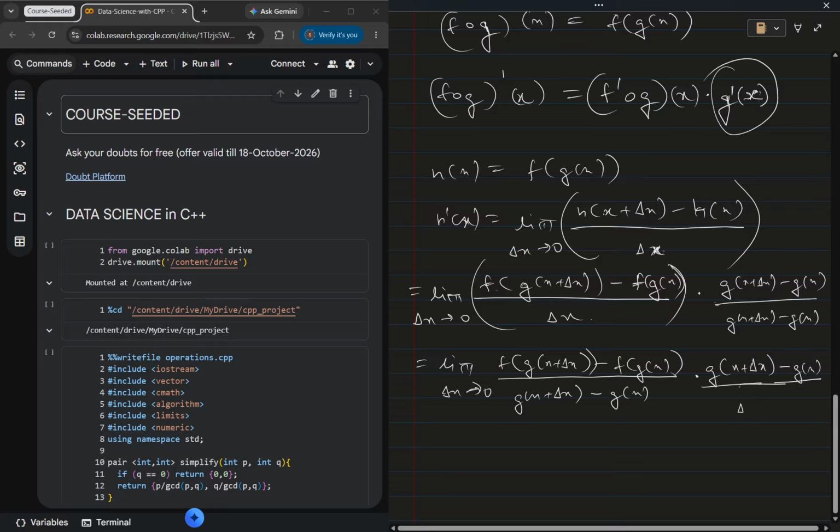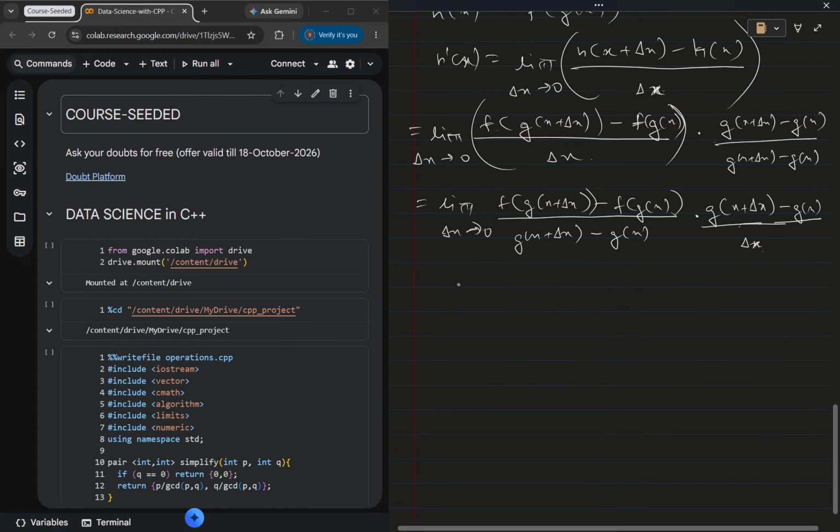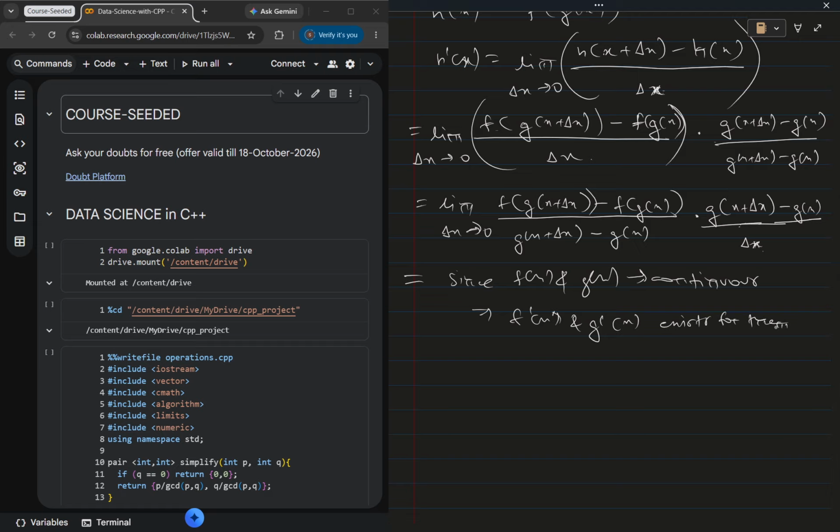So since they are continuous, that means they are also differentiable. So now we can say, since f of x and g of x are continuous, this implies that they are differentiable. F dash x and g dash x exist for them. So what you can do, you can just write limit delta x tending to 0 and this part over here.